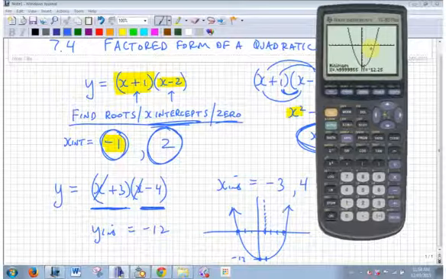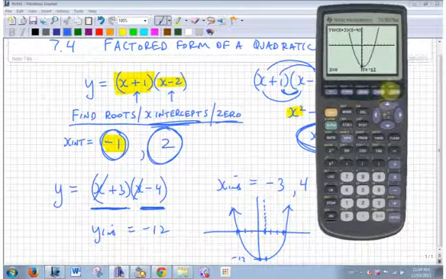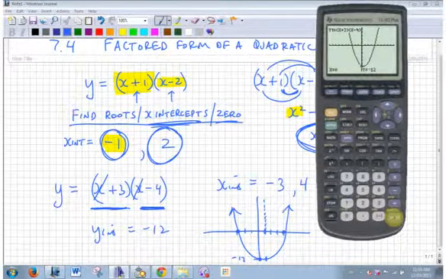How do you get the y-intercept? Trace. If x is 0, what does that mean? Okay, graph, trace. Let's say your thing's over here, right? Put in 0. x is 0. Enter. Bob's your uncle.